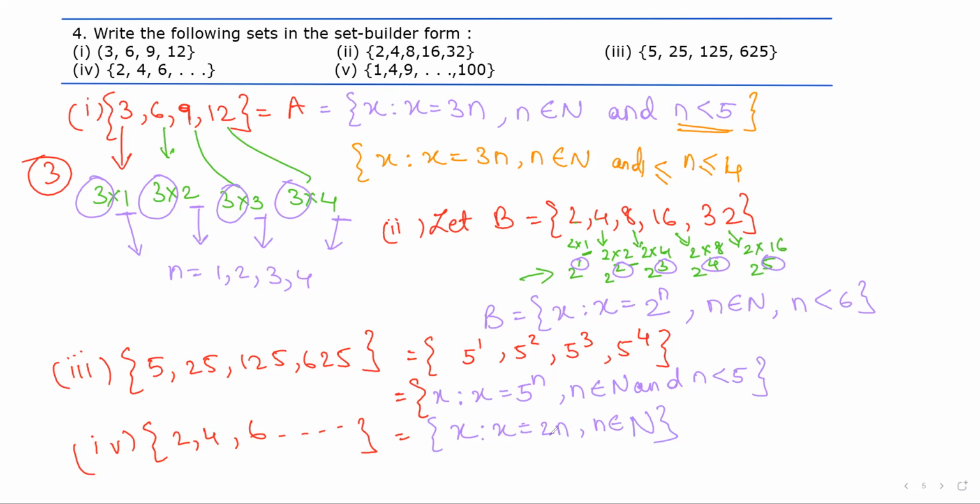So if you place n equals 1, you'll get x equals 2, n equals 2, you'll get x equals 4, n equals 3, you get x equals 6, and so on.